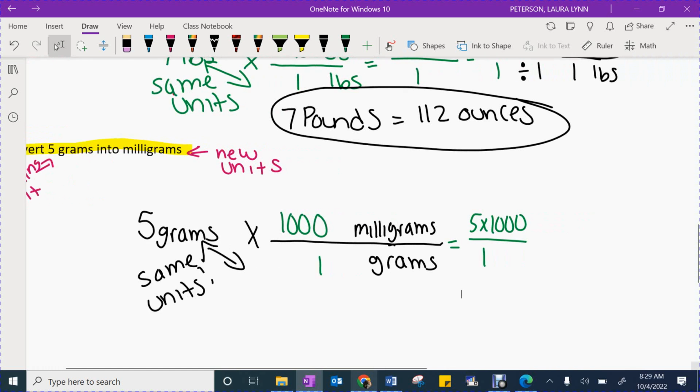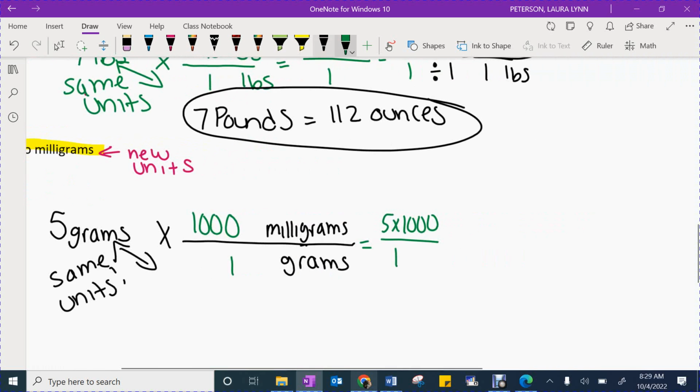From here, we multiply. 5 times 1,000 over 1. Now, if you don't know the trick with multiplying with zeros, so numbers that end in 0, it's really cool. All you do is multiply what I call the normal numbers, the numbers that aren't 0. So 5 times 1 is 5, and I'm just going to ignore for a moment those 3 zeros. And when I'm done multiplying 5 times 1, those 3 zeros I just add in at the end of my number to get 5,000.